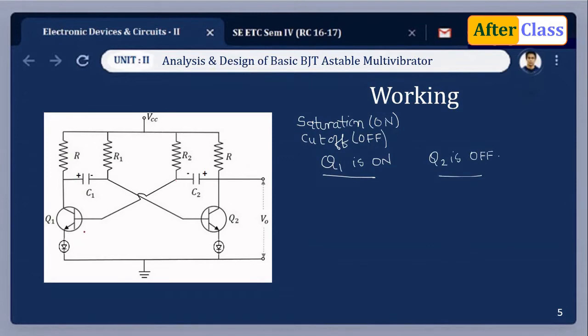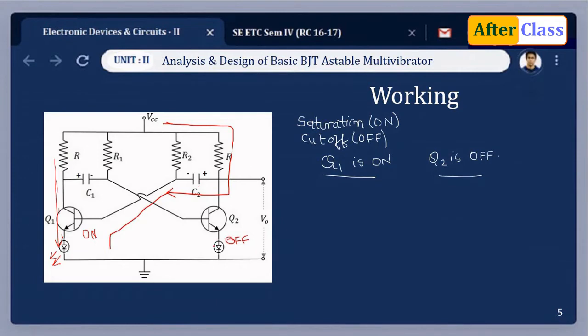Now the assumption that we have made here is that transistor Q1 is on and transistor Q2 is off. Since transistor Q1 is on, the current is going to pass through this circuit and this will light the LED. This one will be in the off state. So during this state, when Q1 is on and Q2 is off, the capacitor C2 is going to charge to VCC through resistor R. This will be the path for charging of the capacitor. Q2 is off due to the negative voltage.